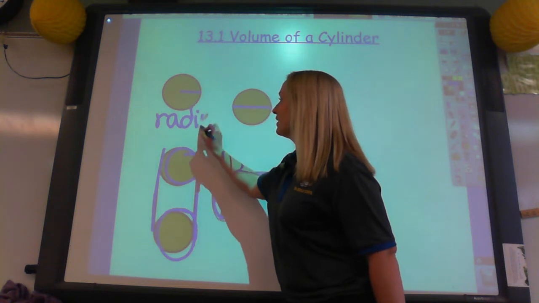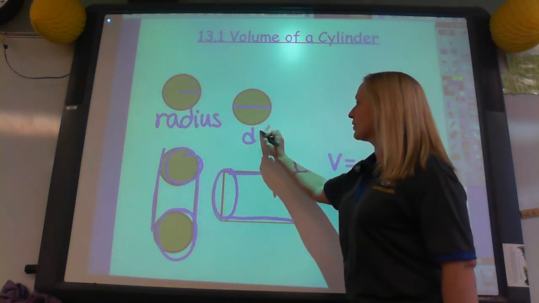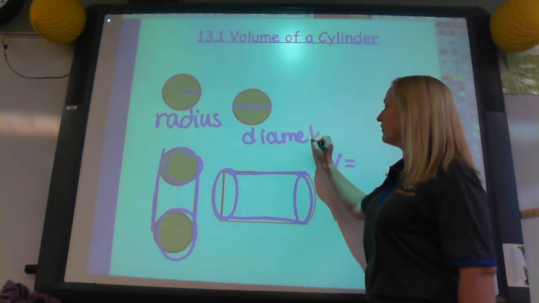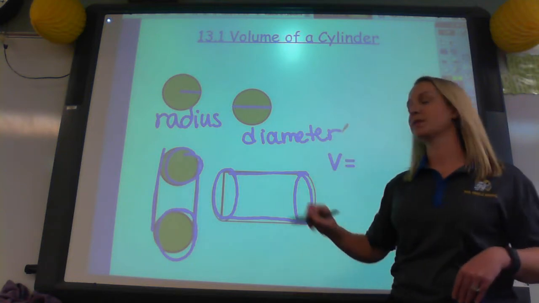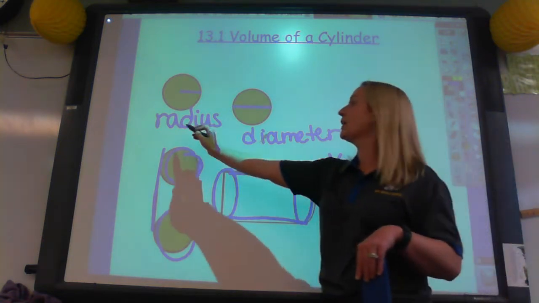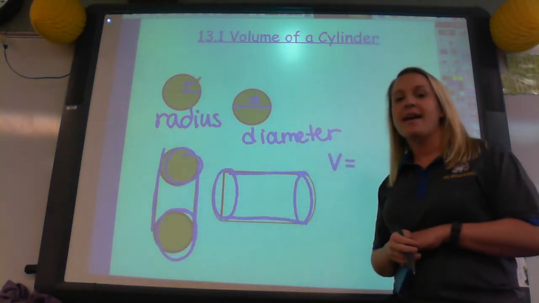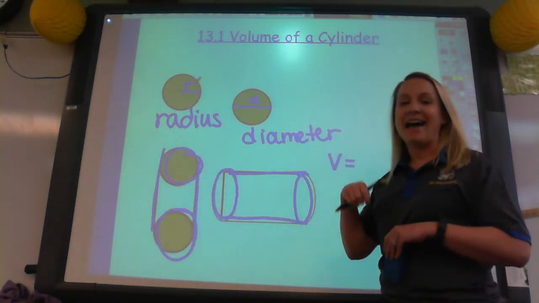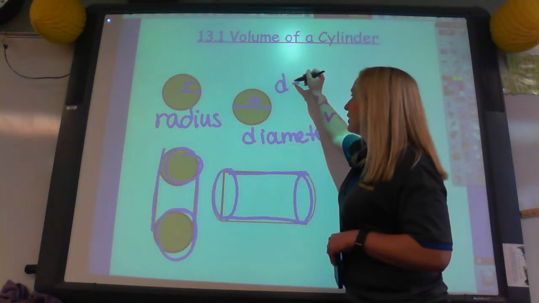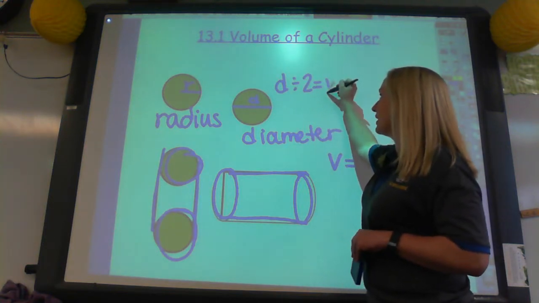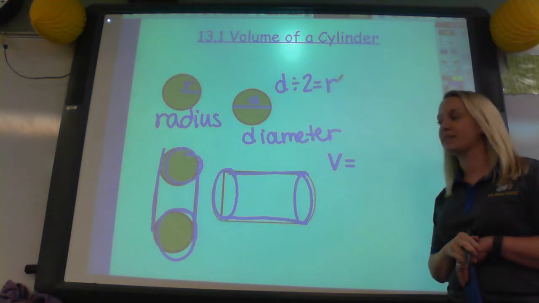Radius is halfway across your circle. Diameter is all the way across. If you get those mixed up, I always remember diameter is a longer word than radius, so diameter is going to be all the way across. The radius is half of the diameter, so if you're ever given the diameter and you need the radius, you just cut it in half by dividing by 2.